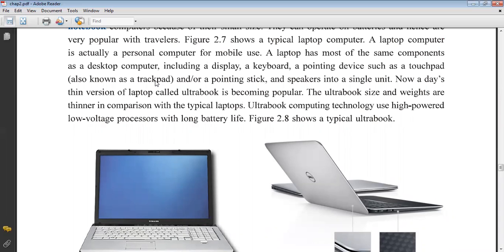You are able to carry a laptop anywhere. A laptop has most of the same components as a desktop computer, including a display, a keyboard, a pointing device such as a touchpad and/or pointing stick, and speakers.